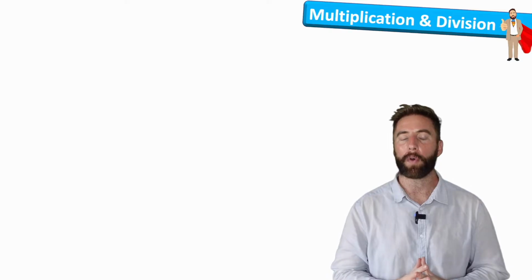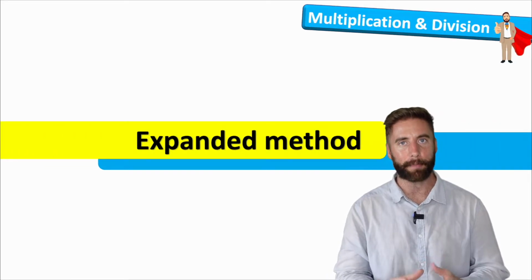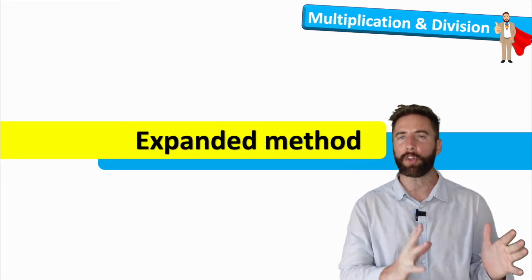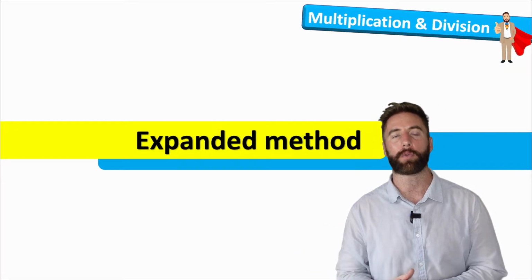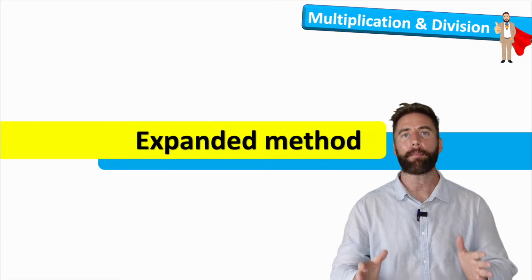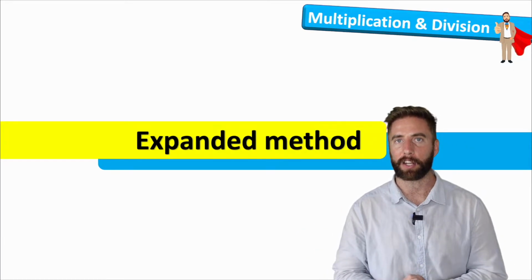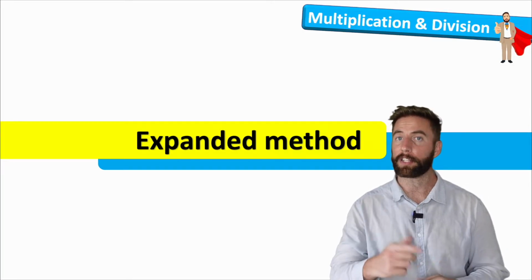Okay, hopefully you got on well with that. Now let's have a little look at expanded method. This is the next step on past grid method. So once you fully understand grid method, we can start to move into expanded method. It's very similar, but it lays out our question in a more traditional way, ready for those next stages that are going to come after this. Good luck, let's start.